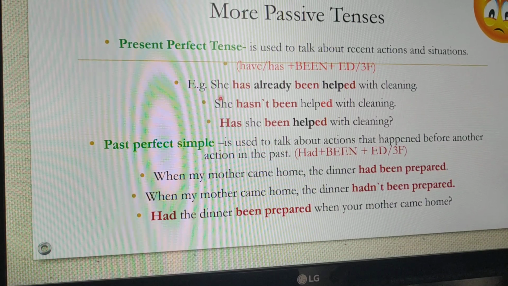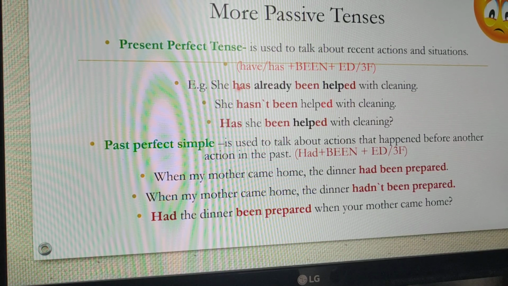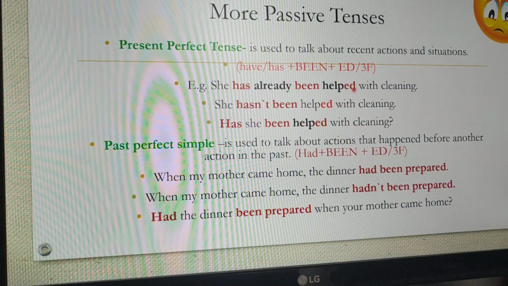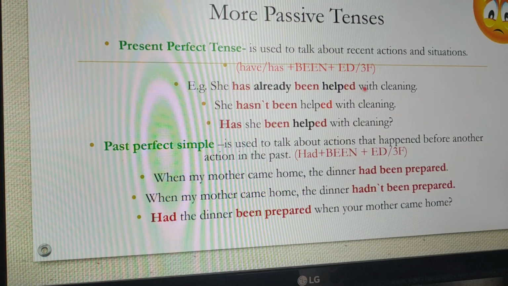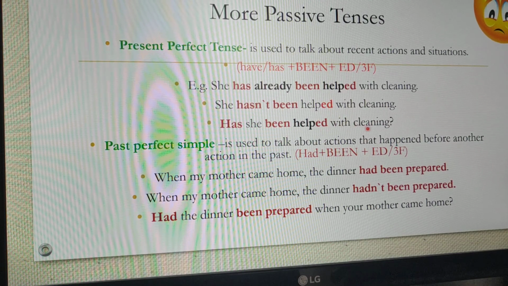For example, she has already been helped with cleaning. "Has", because she is the third person singular, particle "been" from the formula, and as "help" is a regular verb, I added the ending -ed. The negative: she hasn't been helped with cleaning. And the question: has she been helped with cleaning?